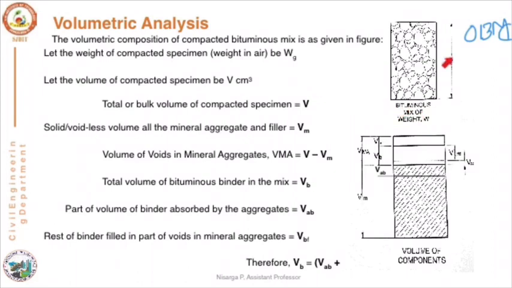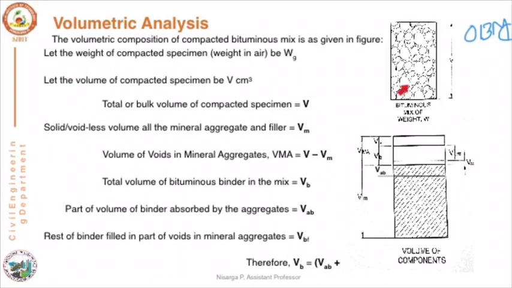And volume, you cannot directly calculate the volume of the bitumen. So what we will do, to have an accurate estimation of the volume of bitumen, is take the weight of the bitumen in water, and also the weight of the bitumen in the air. The difference in weight can be found out to determine the volume of bitumen content. So let us see how the volumetric analysis will be done.